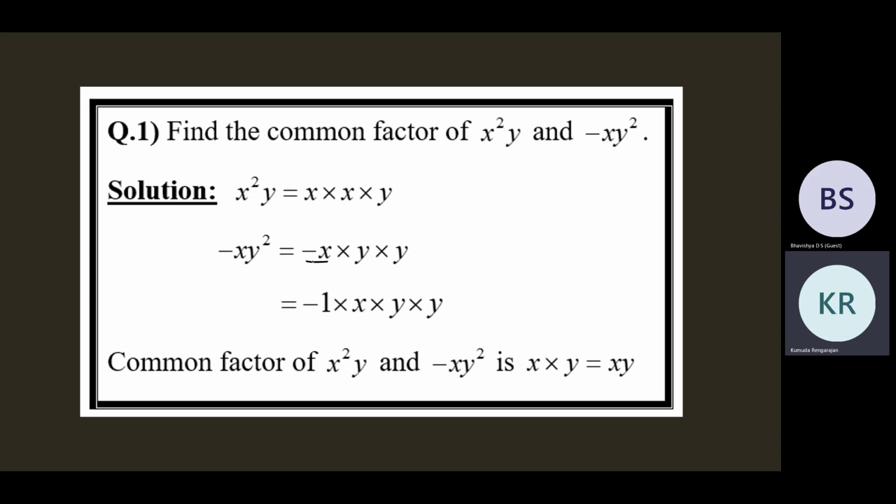So I said you have to write minus x as minus 1 into x. x into 1 is x, and minus x. So you must write minus x as minus 1 into x. So now x is common and y is also common. So xy, or x into y, you can write. The common factor is xy or x into y. Correct, Bhavishya? Yes, ma'am. Okay, so for this you don't get marks. Actually, this is for 1 mark.